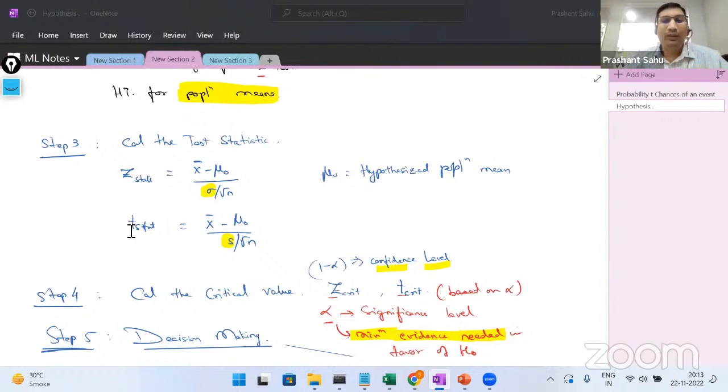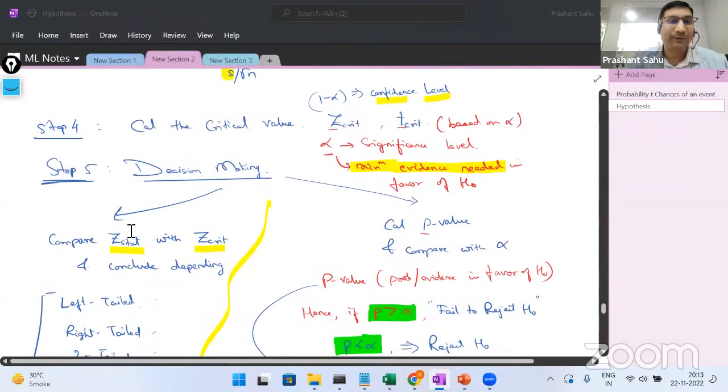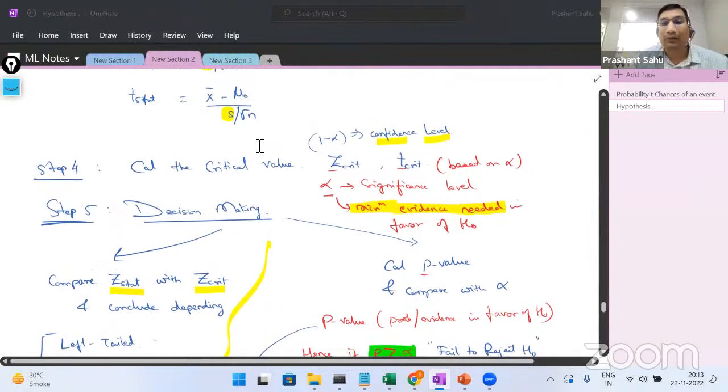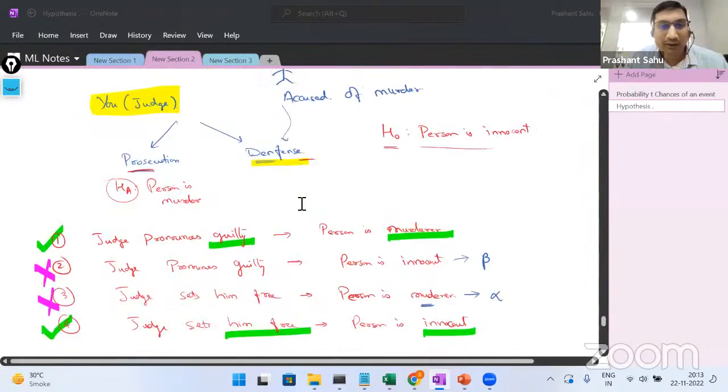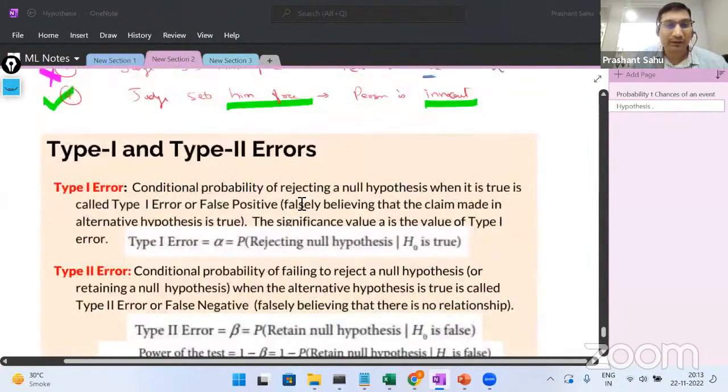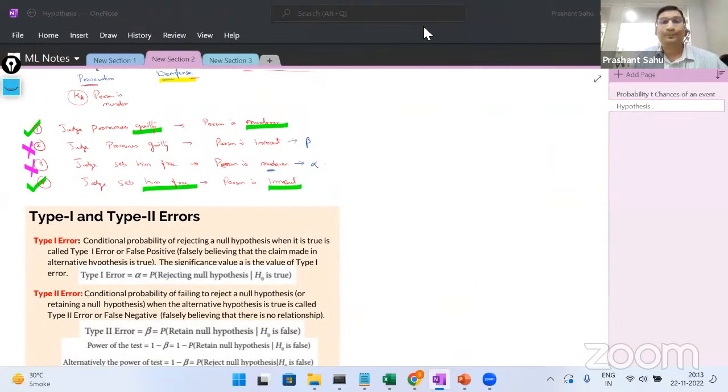So mu naught is the hypothesized population mean. I'll talk about that. Just make a note here. And then step 4 will be the critical value. We'll calculate the critical value, or let's take an actual problem and these things will become clear. I'll not get into all that, but let's take an actual business problem. I think I have it somewhere. Just a minute. The first problem, I'll just take it right away. Okay, I have a problem.